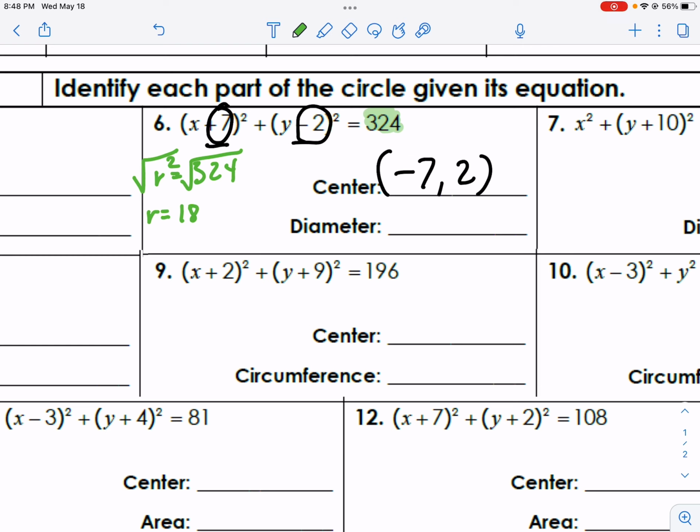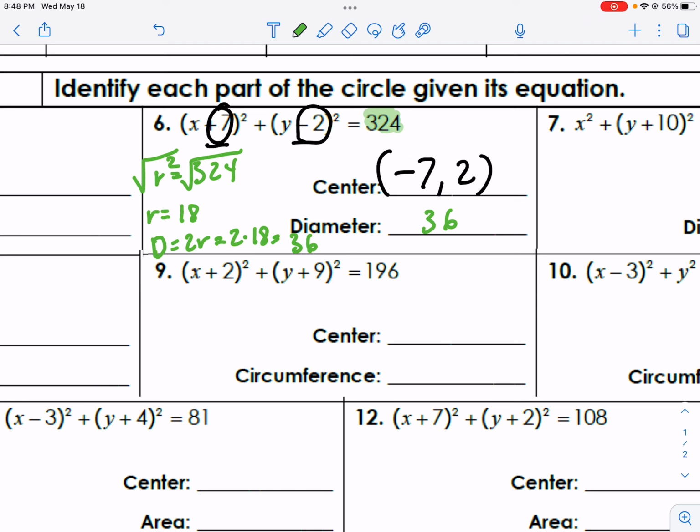But it's not asking for radius, it's asking for diameter. So to find a diameter, I need to multiply it by 2. Diameter equals 2r, which is equal to 2 times 18, which is 36. And that's how you find the diameter given the equation of a circle.